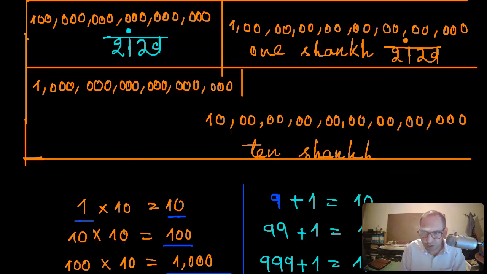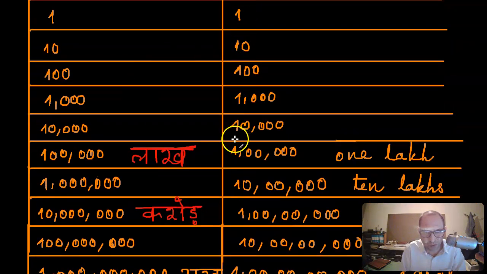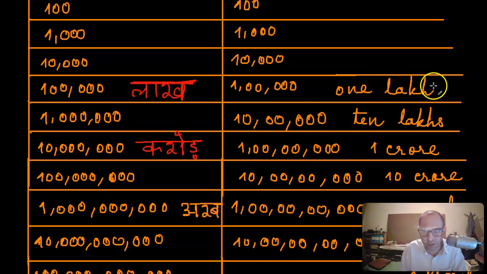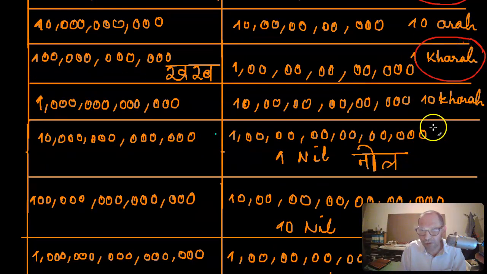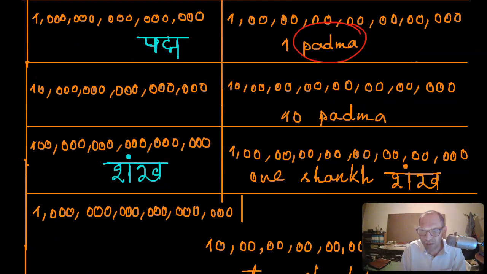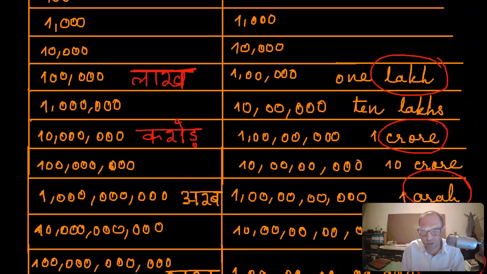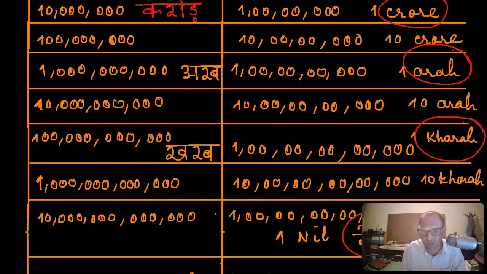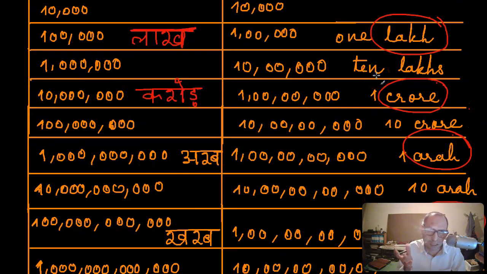So to recap, apart from the 1 through 10,000, we have a couple of words here. We have the lakh, the crore, the Arab, the Kharab, the nil, the padma, and the Shankh. So these are the words that we used here in the Indian system, although these names are not even used in the Hindi language.